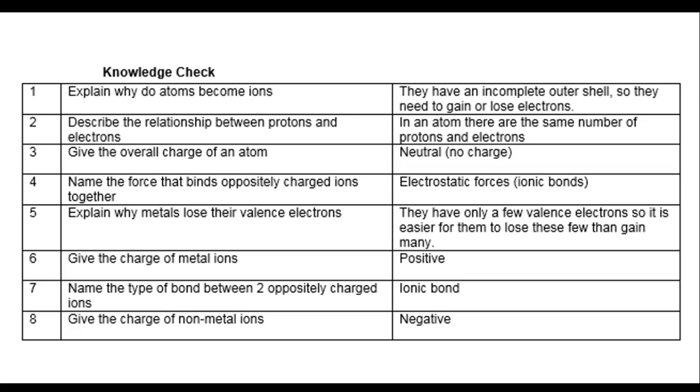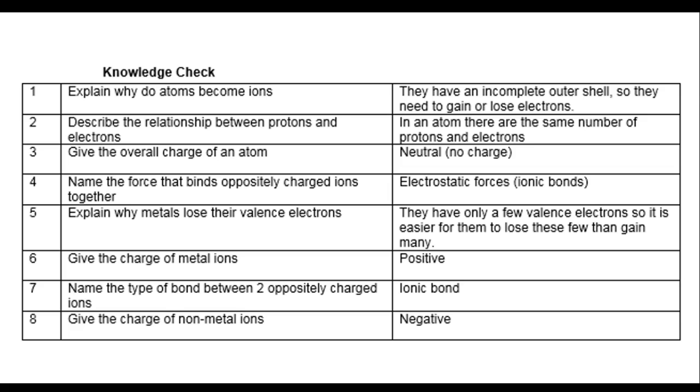These form ionic bonds. The reason why metals lose their valence electrons is because they only have a few valence electrons, so it is easier for them to lose these few than gain lots to try and fill out that shell. So they are much happier with losing those few electrons and having the next shell down to be their new full outer shell. The charge of metal ions is positive. This is because they lose electrons, electrons being negatively charged, so they're left with more positive charge.